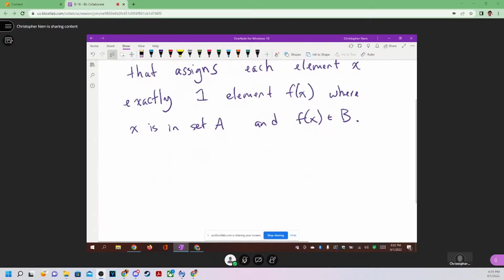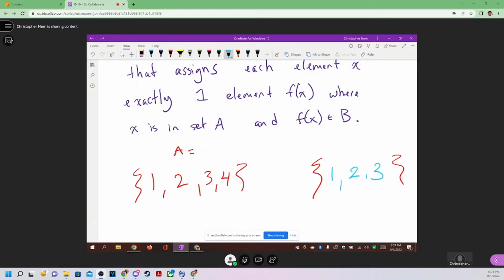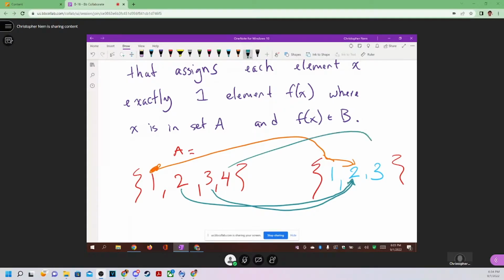So the idea is, let's take a collection of objects. 1, 2, 3, 4. Let's call this set A. Well, a function is a specific rule that will assign each element in set A to exactly one element in set B. Let's say this is 1, 2, 3. So a function might be, hey, I'm going to get 1 and assign it to, let's say, the number 2. Boom. I might get the number 2 and assign it to the number 2. I might get the number 3 and assign it to the number 2. I might get the number 4 and assign it to number 3.